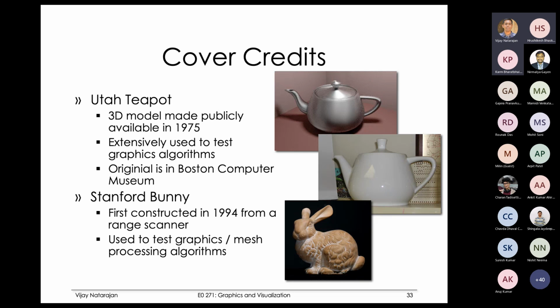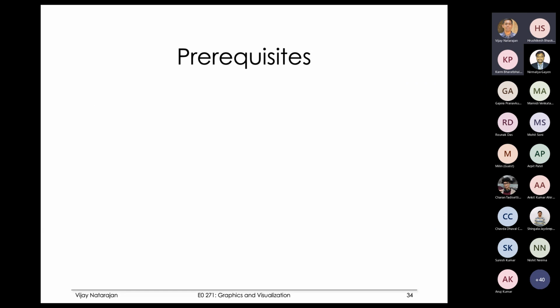To this date, this is often used to test different graphics and mesh processing algorithms and various rendering algorithms. You will often see them in research papers. The original of this is in Stanford. Of course, the models of both the teapot and the bunny are available now in many repositories. Right. So with due credits to them, I want to jump into the administrative details of the course.